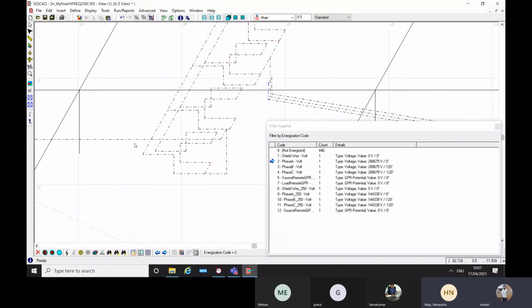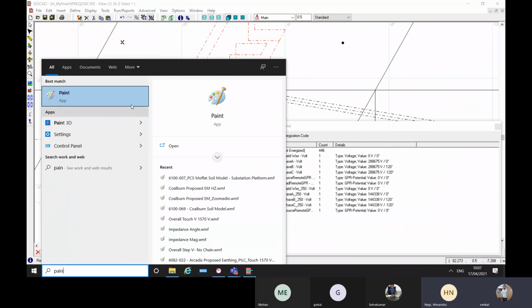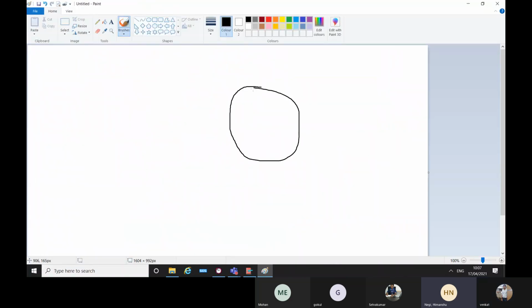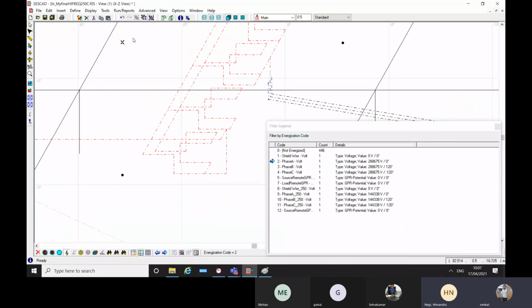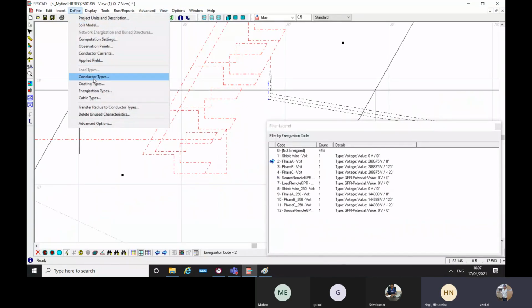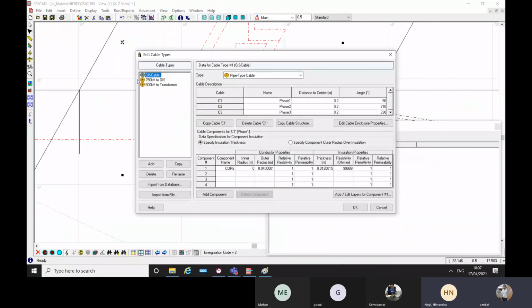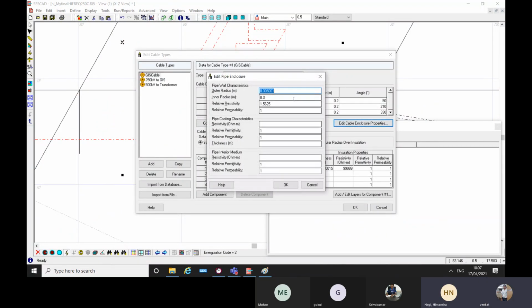What is modeled for the GIS is basically a cable enclosure with 3 cables inside. So they model the GIS like this, with 3 phases, 1, 2, 3. That's how it is modeled. It's just approximated, I would say. Again, I go to cable type. So this is the GIS cable. You see the 3 phases, and then they are inside one main enclosure.